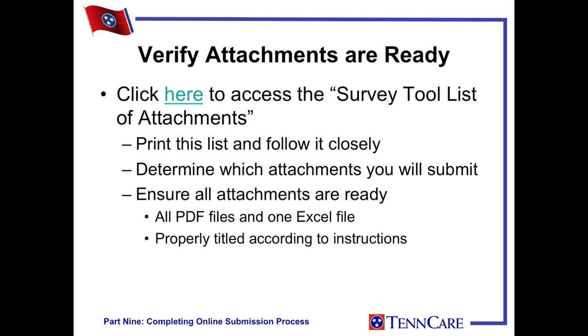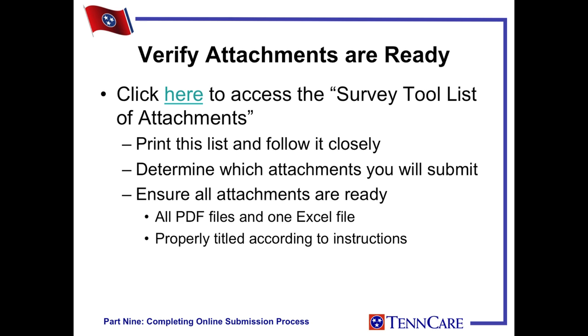Second thing you should do is really make sure those attachments are ready. You remember we gave you access earlier to the survey tool list of attachments. You could access them through the PowerPoint presentation as well. But here you want to look at that survey tool list of attachments. Highlight the ones you know you're attaching. Cross out the ones you're not going to attach. That way you know exactly what you need to do when you get into the electronic form. So print the list, follow it closely, and then ensure all of the attachments are ready.